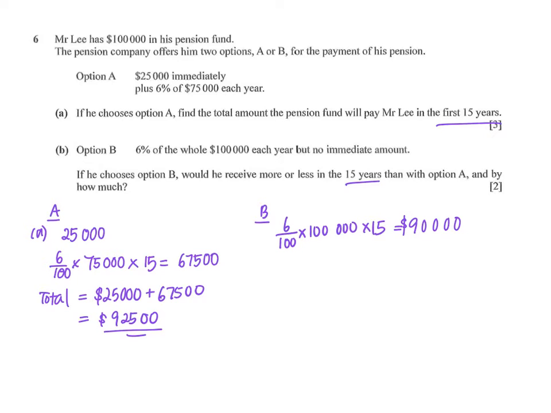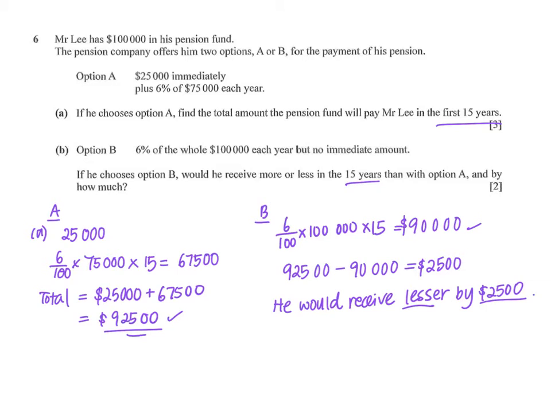If he chooses option B, will he receive more or would he receive less, comparing to option A, and by how much? It's quite obvious he will receive less, right? So the difference will now be taking this value minus 90,000, and that gives you 2,500. So he would receive less money by $2,500. Have you gotten the answer?